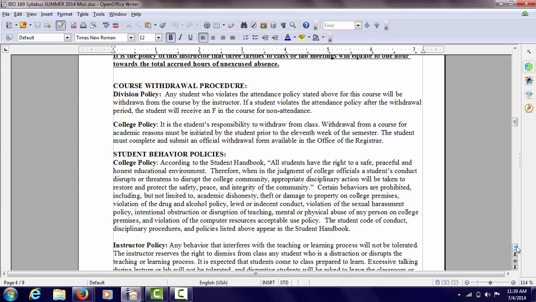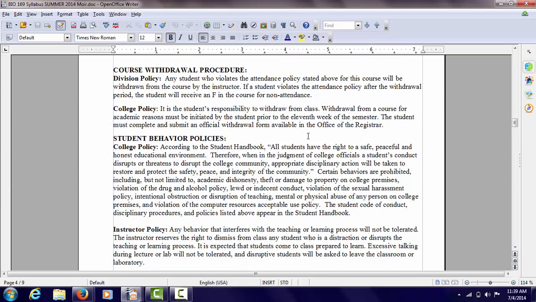Course withdrawal. If you think that you have to withdraw from the course, it is your responsibility to go to the registrar's office and formally withdraw. You can't just not show up to lab and expect me to withdraw you. Sometimes I will, sometimes I won't. But as a student, it's your responsibility to withdraw from a course.